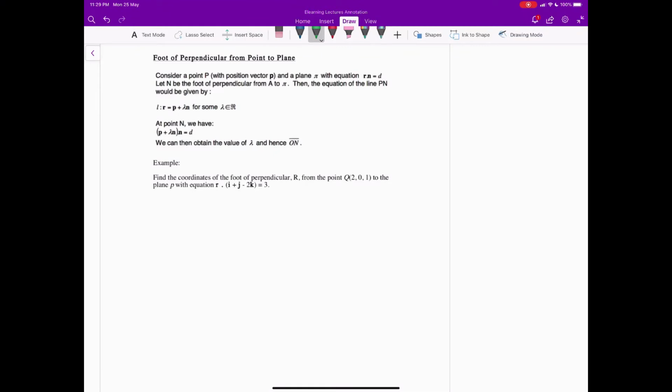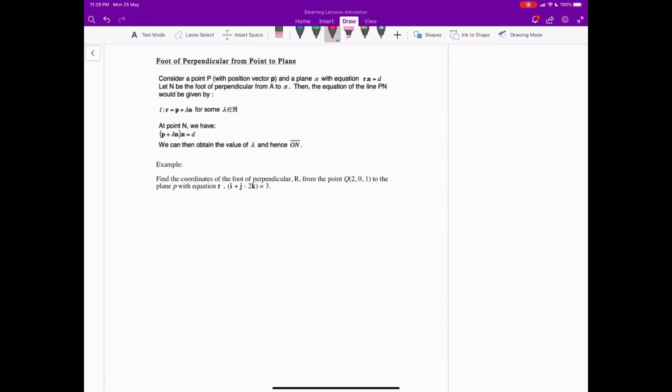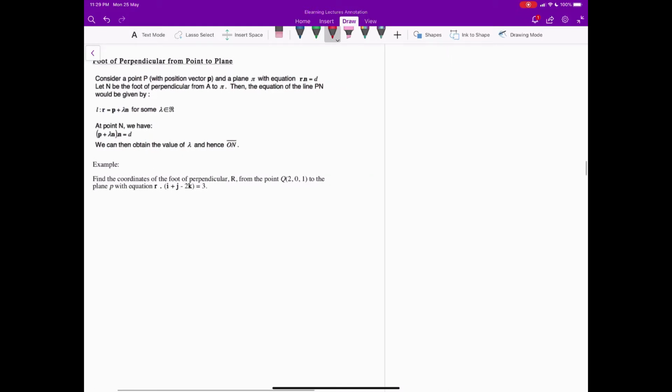Okay, the next part we'll be talking about is finding the foot of perpendicular from a point to a plane. Same thing, it will be a lot more helpful if you bother to try to draw it out. Let's say this is point P, and this is my plane equation, r dot n equals d, d being the constant. For the plane equation, we are playing with the normal as usual.